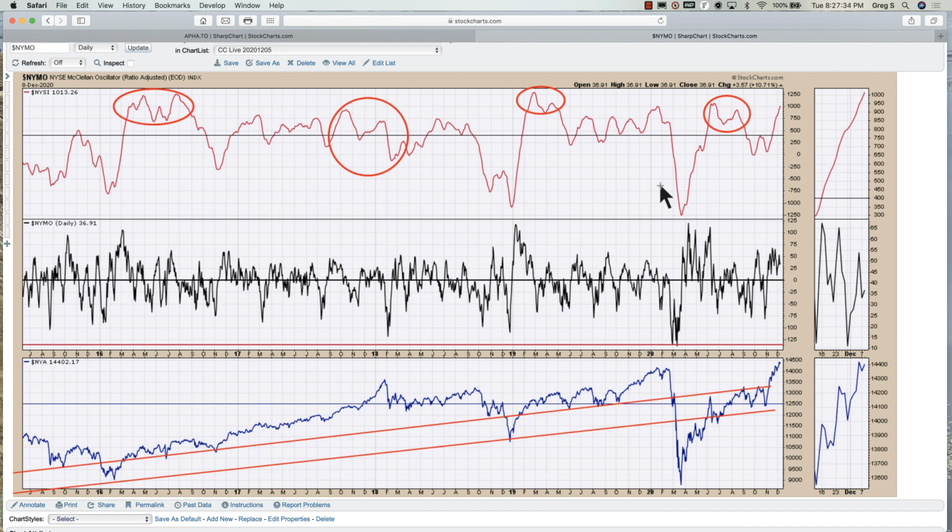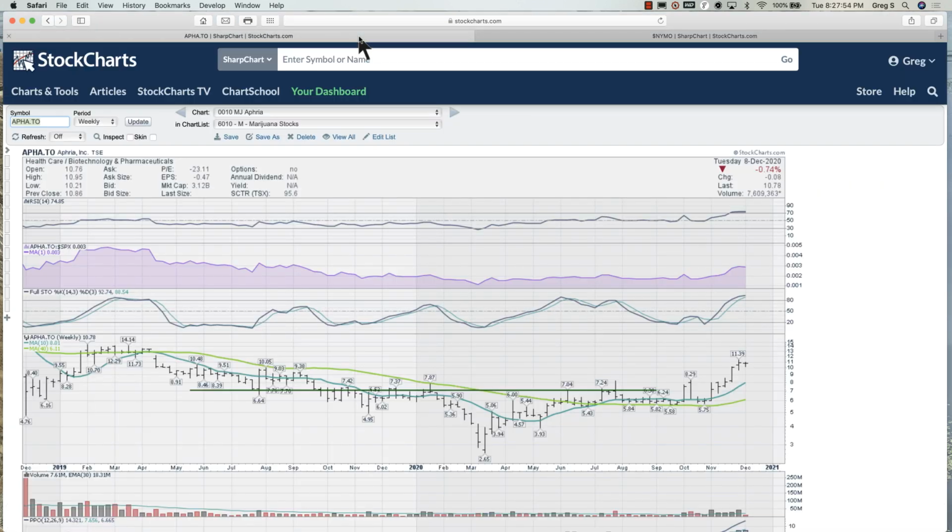And again, does it need a 5-day pullback? Whatever. I don't want to trade that small, but I want to try and catch the big trends. And right now, I think we're in one. And so my charts are pretty positive. My outlook here is equally as positive.